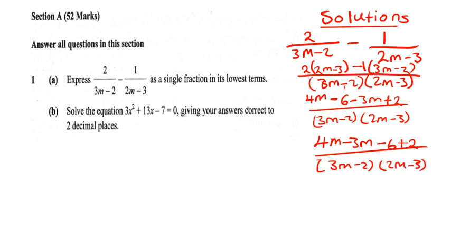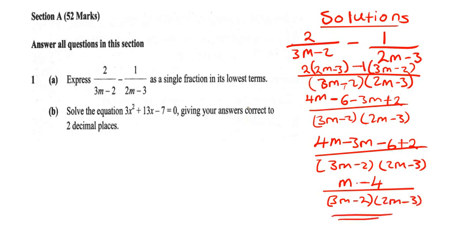So you say 4m minus 3m to be just m. Negative 6 plus 2: since one number is a negative, therefore you subtract and get the sign from the bigger number. So you say 6 minus 2, it is 4, and when you get the sign from the bigger number, it is a negative, so you say negative 4, like that, over 3m minus 2 close brackets, and you have 2m minus 3, like that.